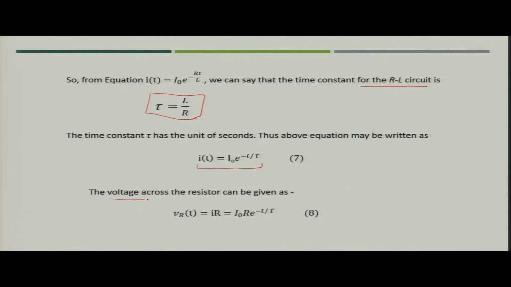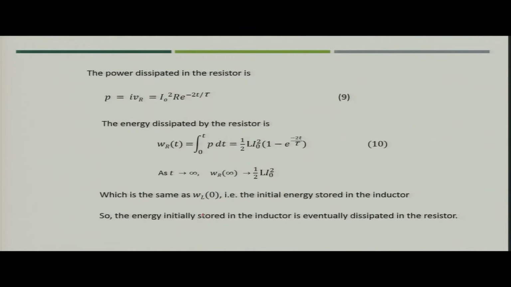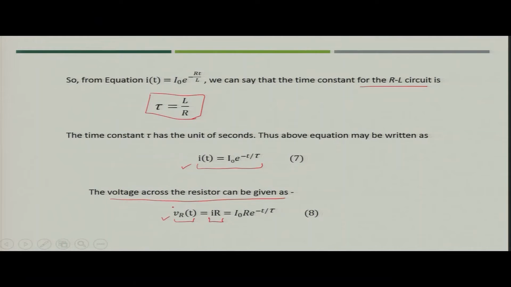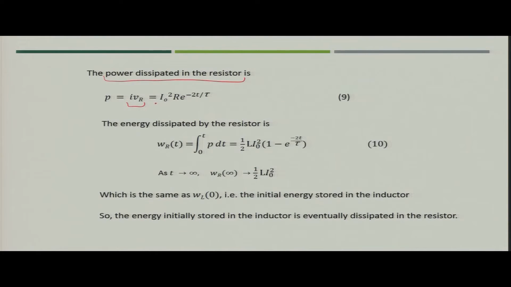Now, what would be the voltage across the resistor? Voltage across the resistor, that is V R, equal to I into R. I we have just calculated, that is I naught e to the power minus t by tau multiplied by resistance R. Now, instantaneous power dissipated by the resistor will be P. P is nothing but I into V R. So, if you put the value of I and V R, which we saw in the previous two equations, you get I naught square R e to the power minus 2 t by tau.